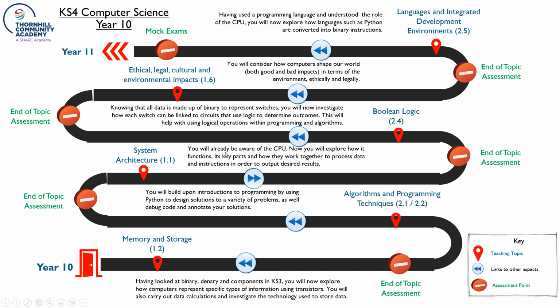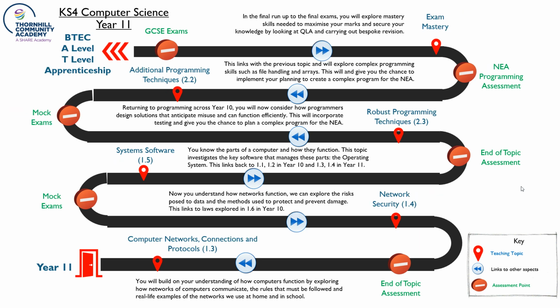As you advance through the course, we look at systems architecture, looking at the hardware and the software used by computers, and then developing through Boolean logic and ethical, legal, cultural, and environmental impacts. We try to entwine both units in order to keep it interesting and also to work upon your programming skills. As we advance through Year 11, we look at computer networks, protocols, network security, system software, robust programming techniques, so we continue to develop your programming skills further, and then we look at additional programming techniques before we enter the GCSE exam period in May.